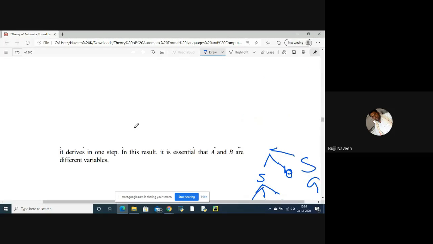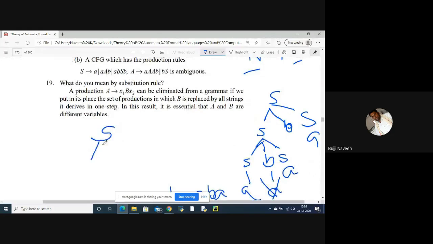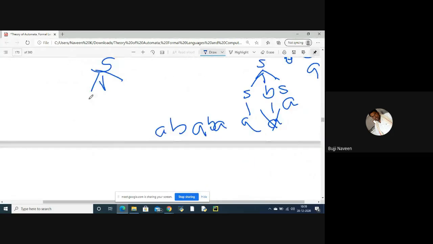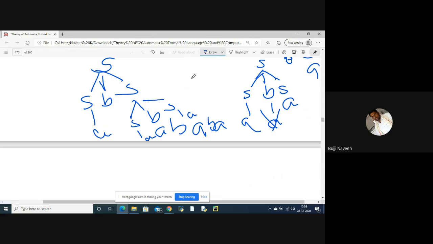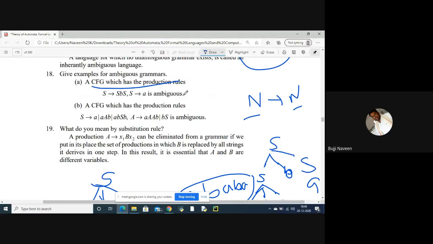In the same manner, I'll draw one more parse tree here. S tends to SBS. It is A. Again SBS. It is small a, also small a. So again the string is ABABA. So the grammar is ambiguous.